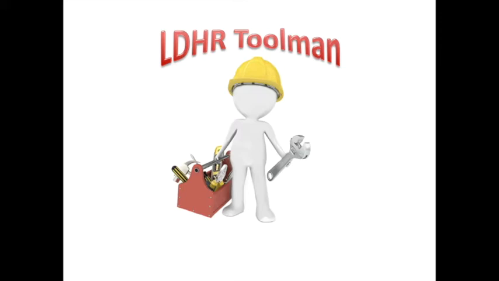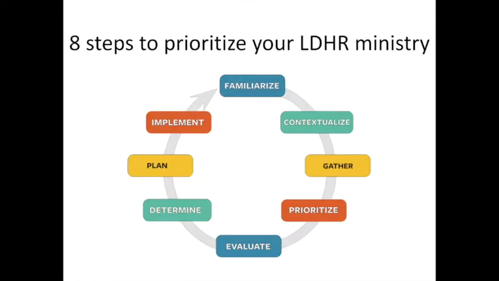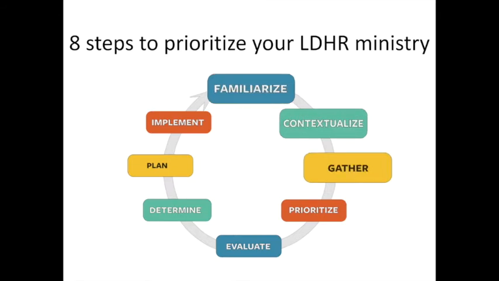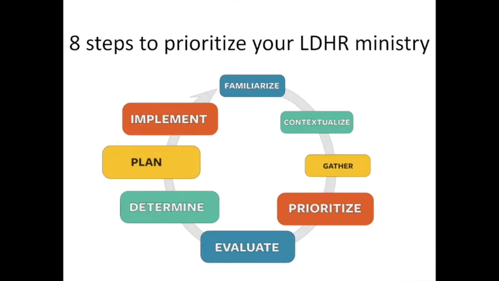You know, we're in the midst of a video series on prioritizing our LDHR ministry, and we've been considering an 8-step process to help us do just that. In the first few steps, a good foundation is laid for the process, and you gather together a group of stakeholders. But it's usually for the latter steps that people are crying out for help the most. What exactly do we do once we've gathered the key people together?